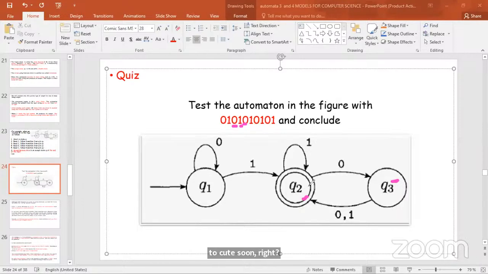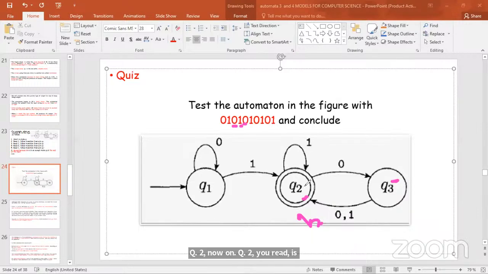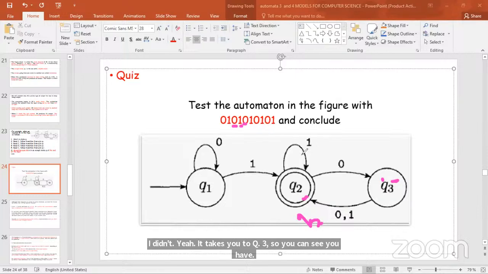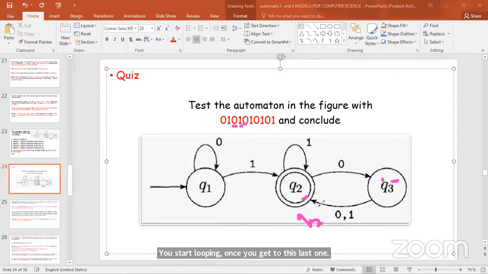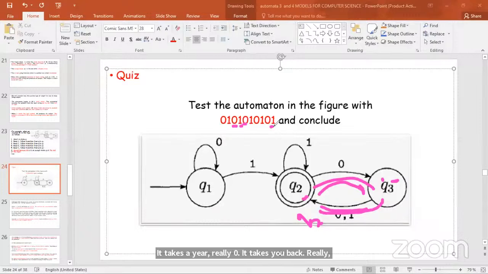So the next thing we read is 0. Once you read the 1, it takes you to Q2. Now, on Q2, you read a 0. Where does it take you to? Good. It takes you to Q3. So you can see you start looping until you get to this last one. When you read a 1, it takes you here. You read a 0, it takes you back. You read a 1, it takes you here. You read a 0, it takes you here, up until this last one.